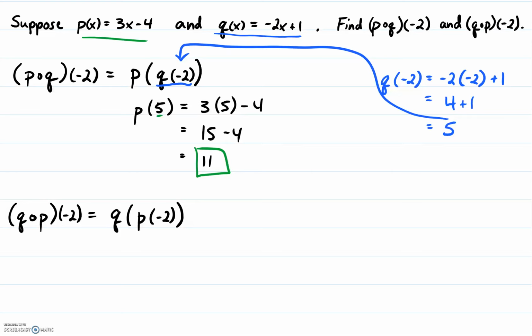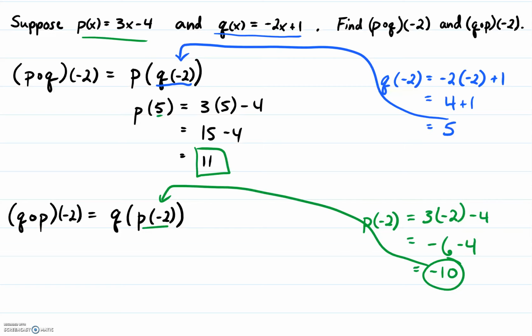So let's go ahead and plug negative 2 into p. So p of negative 2, p of x is 3x minus 4, so p of negative 2 is going to be 3 multiplied by negative 2 minus 4. And 3 times negative 2 is going to give us negative 6, minus 4 more is going to give us negative 10. And so we're going to put negative 10 into the place of p of negative 2. That reduces this problem: instead of finding q of p of negative 2, we're now finding q of negative 10.